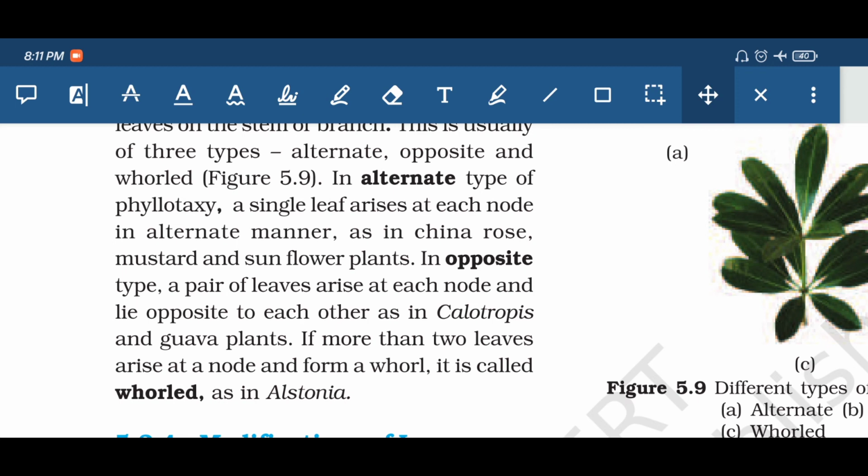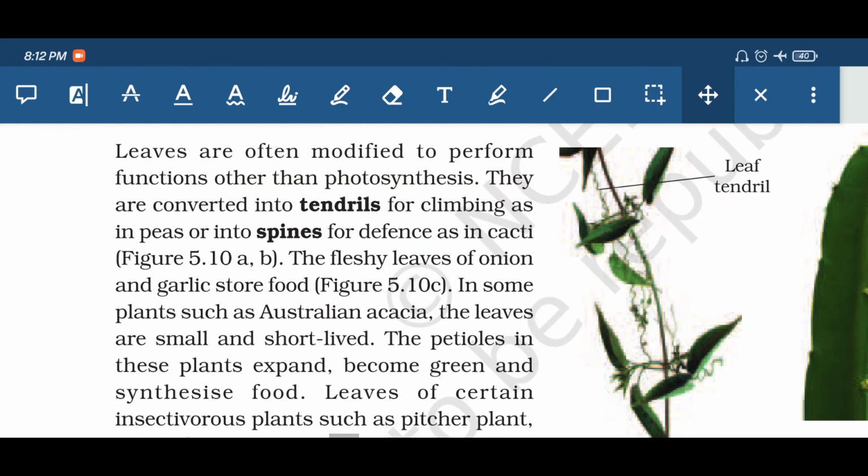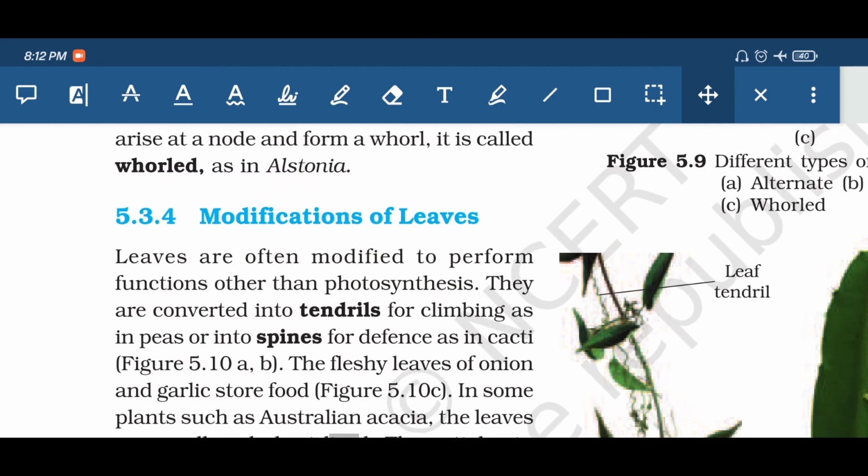This is opposite phyllotaxy. Then comes whorled. If more than two leaves arise at a node and form a whorl, it is called whorled, as in Alstonia. So whorled is where the node has many, more than two, leaves. This is whorled phyllotaxy.